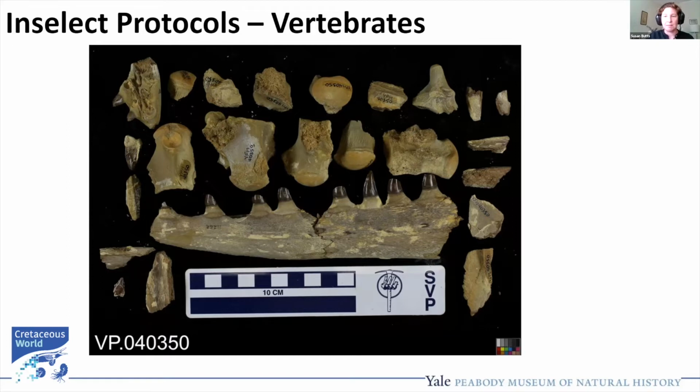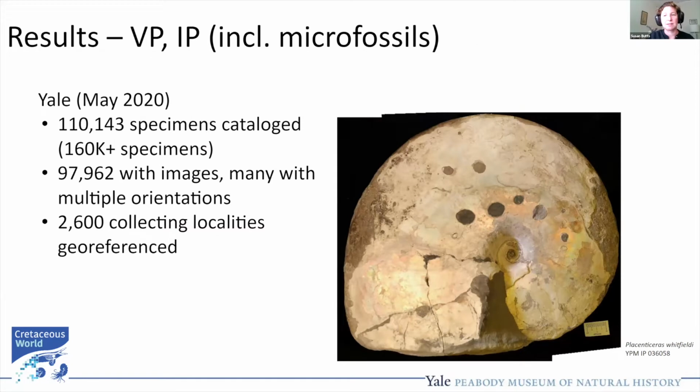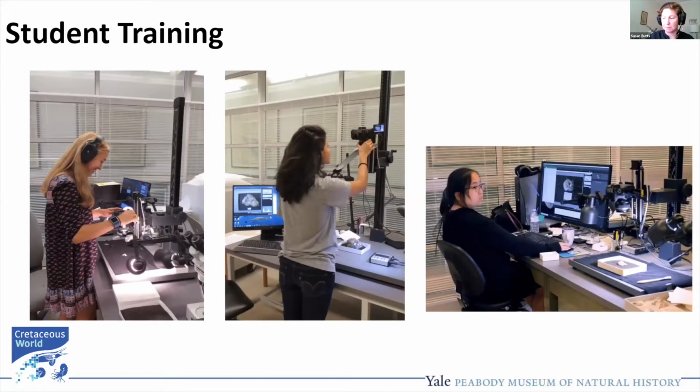And you can see these rapid throughput protocols have been really successful in getting a lot of material recorded and digitized for us. We've done 110,000 lots, which corresponds to 160,000 specimens, which, if you remember, is consistent with the goals for the entire project. So that's great. We've done almost 98,000 images, many with multiple orientations, and we've georeferenced 2,600 collecting localities.